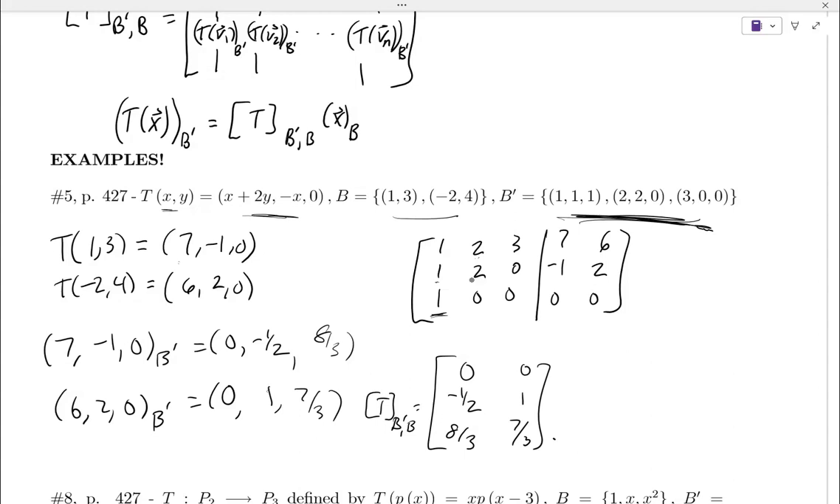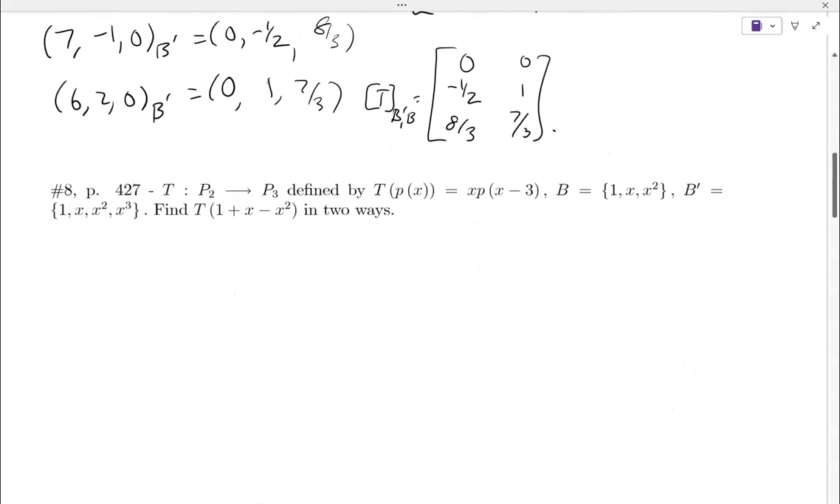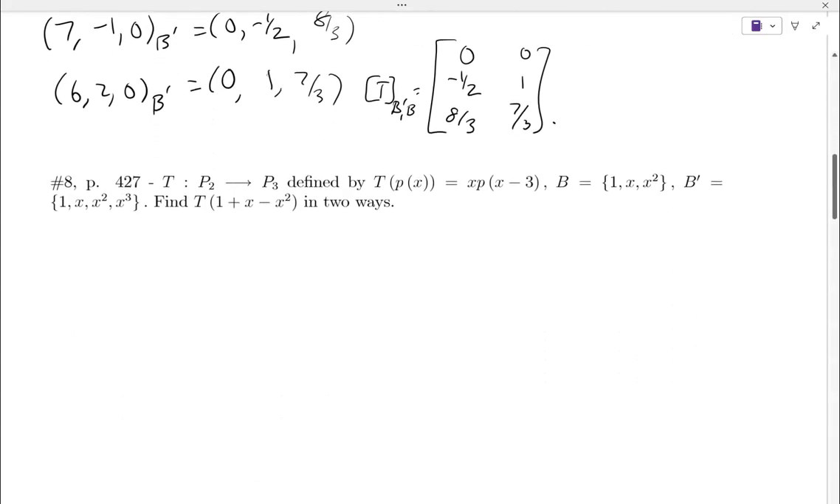So let's see if we can do a specific example, which is what the next one is, that makes things a little bit simpler, because we're using standard bases. All right. So this one, we're going from P2 to P3. The process is that we're going to put x minus 3 in for x, and then multiply the result by x. Okay?